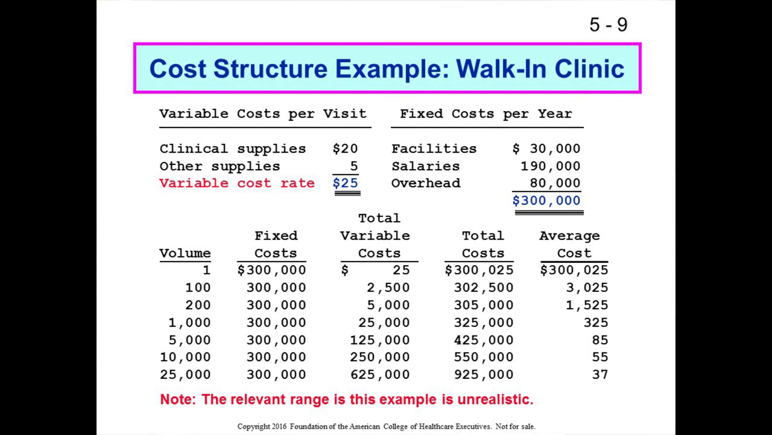Now, these are not viable numbers of visits. But as we increase the number of visits, the variable cost keeps growing, right? But we're actually shrinking, or sharing over a larger volume, the amount of fixed costs. Now that fact is actually what drives a lot of healthcare consolidation today.